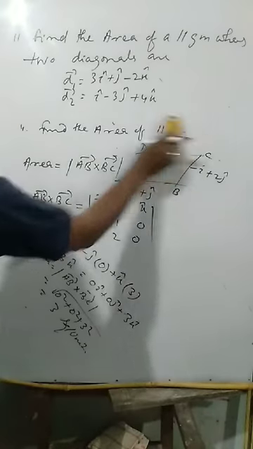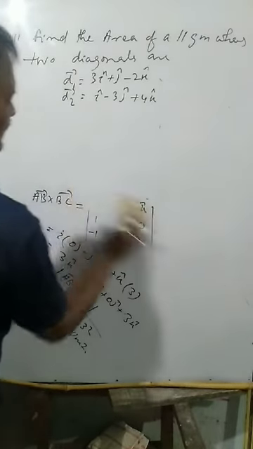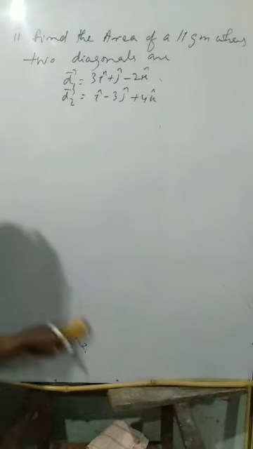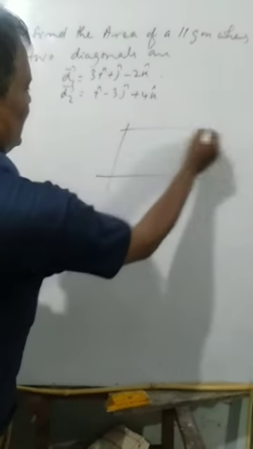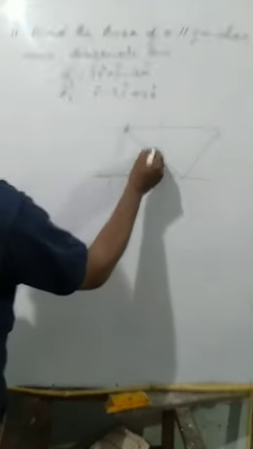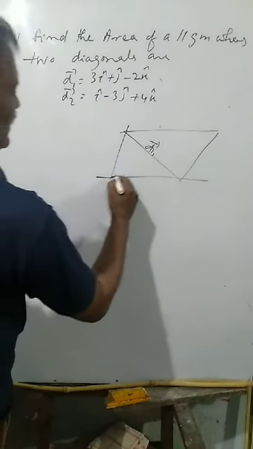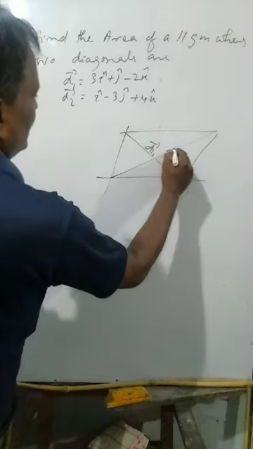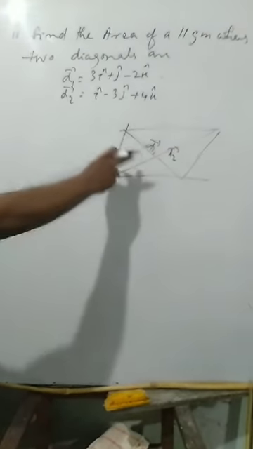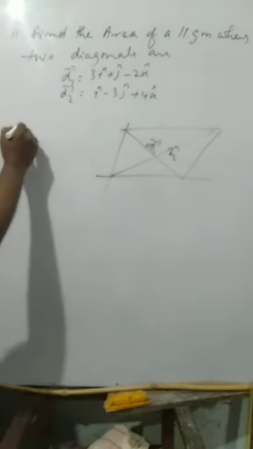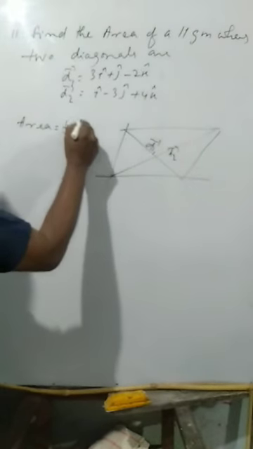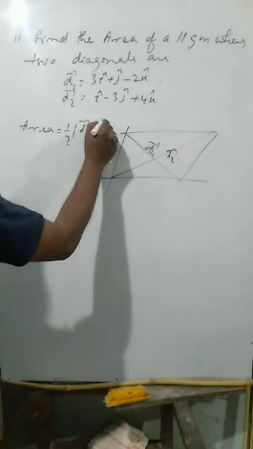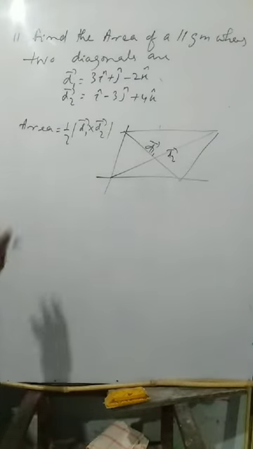So there are two vectors, two diagonals given, from which we find the area of the parallelogram. Here diagonal 1 and diagonal 2 are given. Diagonal 1 equal to this one, diagonal 2 equal to this one. Then what formula do you have to apply? Area equal to half into diagonal 1 cross diagonal 2. Find the cross product of diagonal 1 and diagonal 2, then find the magnitude.